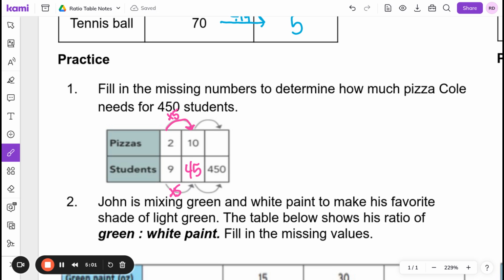Then I want to turn 45 into 450. We got bigger again, so we know we're going to multiply, and more specifically, multiply by 10. Whatever you do to the bottom, you do to the top, and 10 times 10 is 100. So again, the ratios in ratio tables are all equivalent, so it's just about finding the rule to go from your starting ratio to the next.